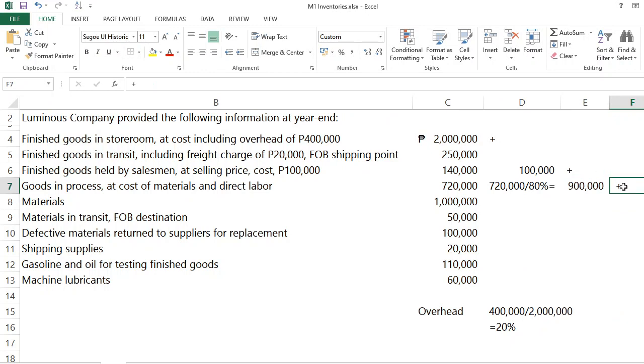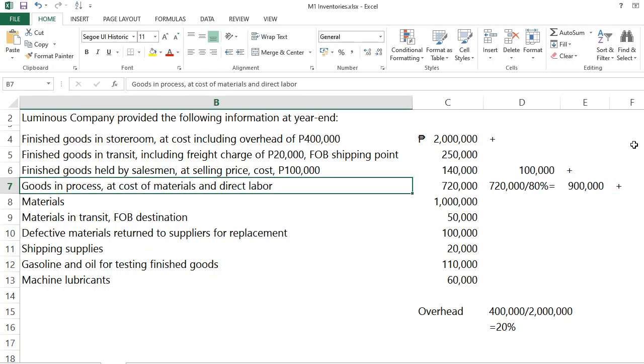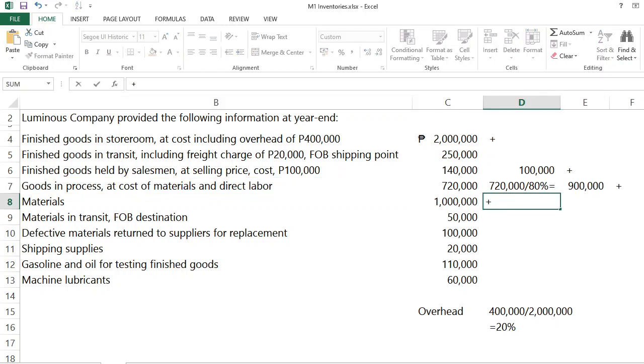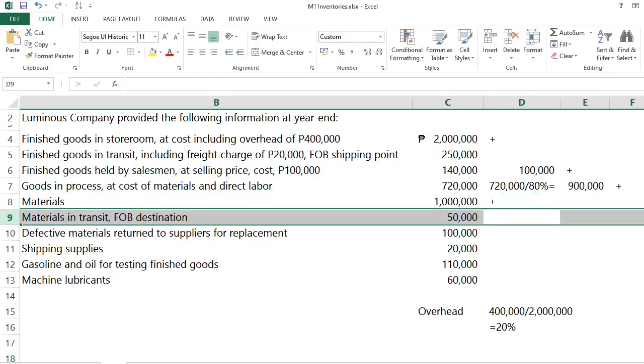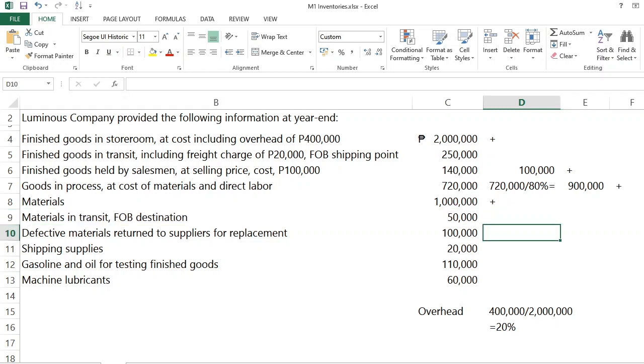So, 900,000, let's add that one. Kasi goods in process. Let's just have the concept. Goods in process, add mo pa rin. Materials na 1 million, that's another add. Materials in transit, FOB destination, so nag-order tag materials. FOB destination, therefore, si seller ang mag-shoulder hangtod maabot sa atoa. So, hindi yan sa atin. Defective materials returned to suppliers for replacement. So, kita ang nagbalik sa atong supplier.